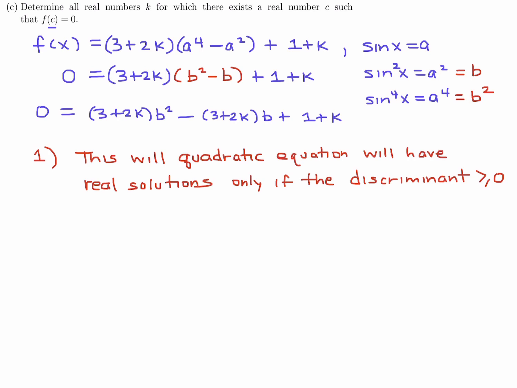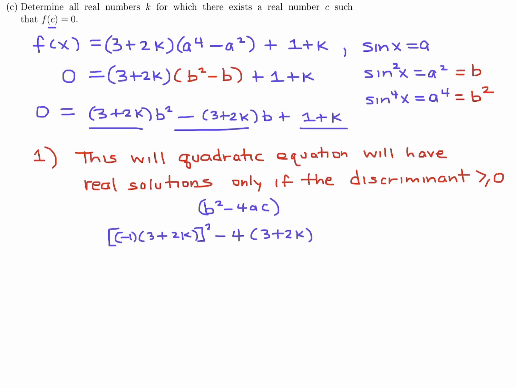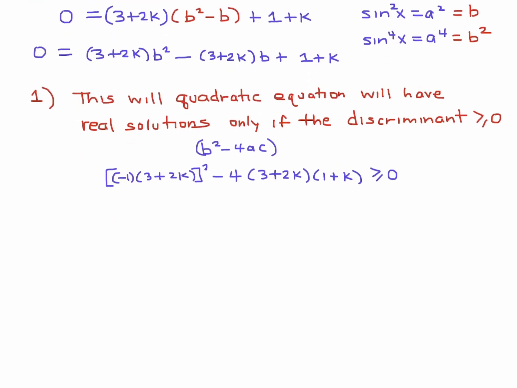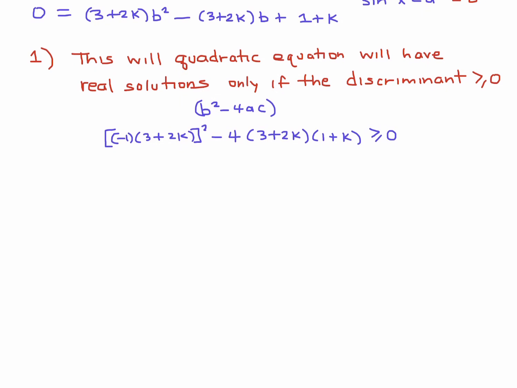So let's figure out what is the discriminant. Well, recall it's b squared minus 4ac, right? But just be careful. What is our b, what is our a, and what is our c? In our case, we have the following: minus (3 plus 2k), that is our b, all squared, minus 4 times our a, which is 3 plus 2k, and my c is 1 plus k. And that has to be greater than or equal to 0.